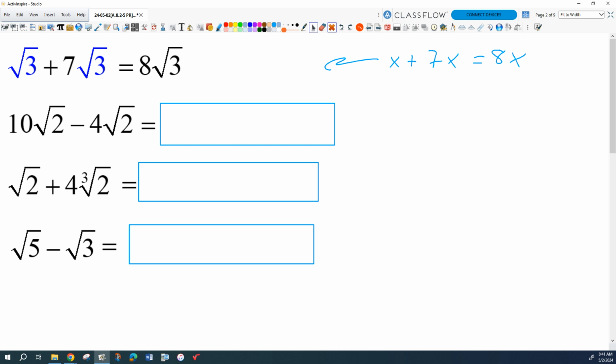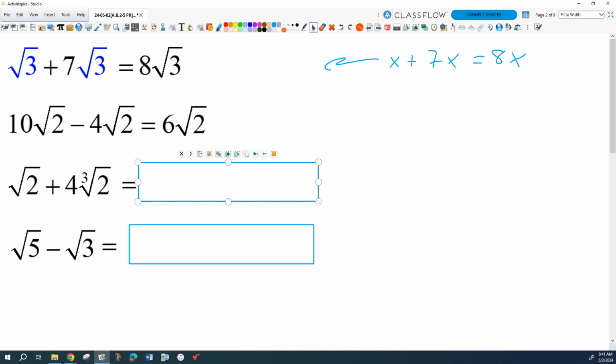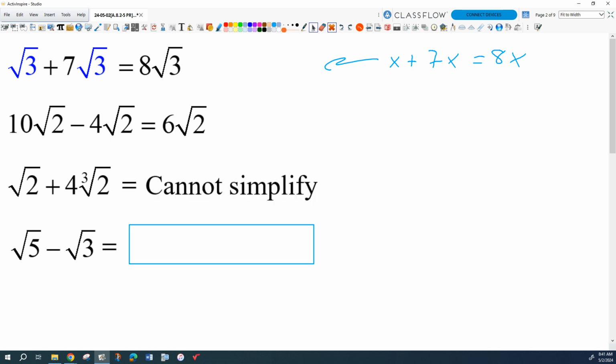Next one. 6 radical 2. Yeah, I've got 10 of them minus 4 of them is 6 of them. And by them, I mean square roots of 2. Okay, next one. Ooh, see people shaking their heads. How come? Doesn't work. I can't combine them, can I? That's as far as I can go. Can't do. I have to leave it that way. Can't simplify.